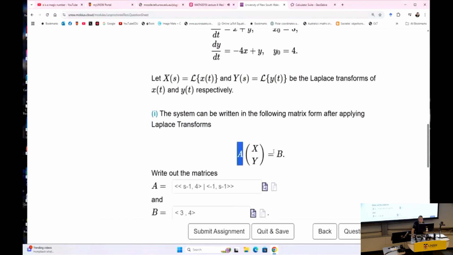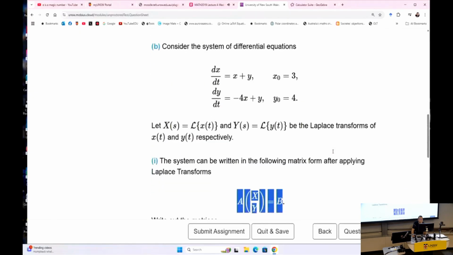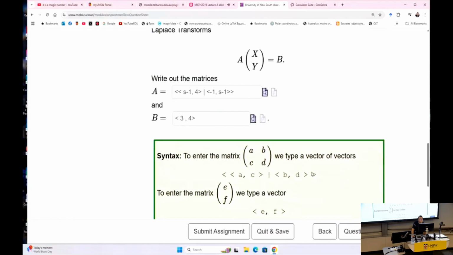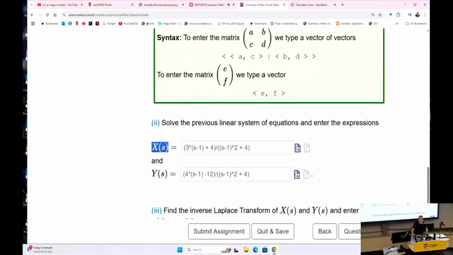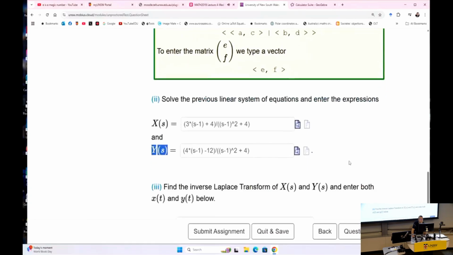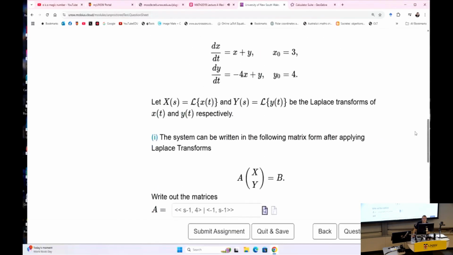So what does this look like for this problem? Let's do that first. Then they're asking you to solve, so come up with the solutions of the transforms, and then transform everything back. You'll see in this question, as in quite a lot of the practice questions, the numbers and the functions change, but the method and the type of question stays constant. So let's talk about that.